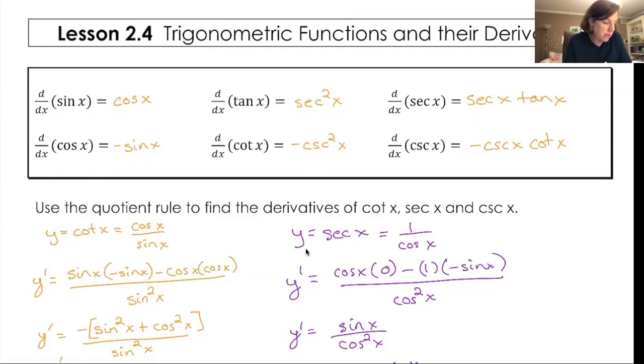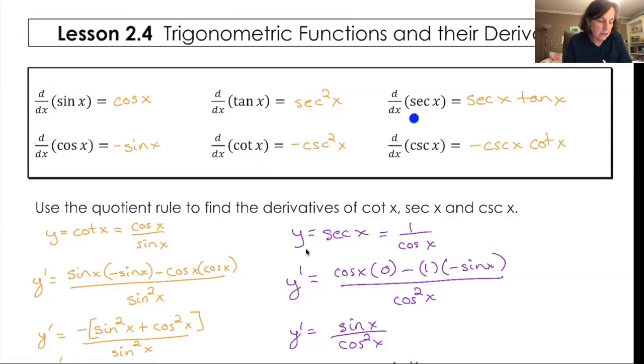Notice derivative of tangent and cotangent. One is secant squared, the other is cosecant squared. I don't know if you remember co-functions, but secant and cosecant are co-functions. Tangent and cotangent are co-functions. So if you know the derivative of tangent, think about, well, the derivative of its co-function would be the co-function of its derivative, just with a negative in front.